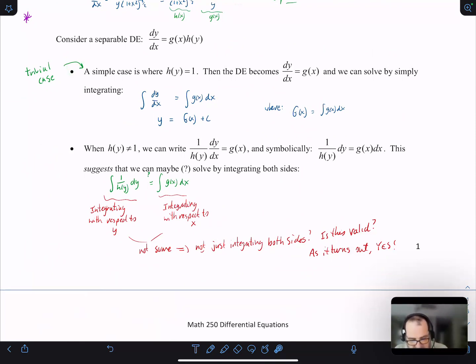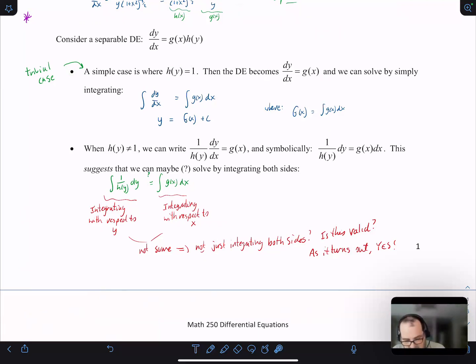First of all, if the h of y function is just a constant function 1, then notice the DE just becomes dy dx equals g of x. This is nothing special. That is just Calc 1. It says dy dx equals a function of x, and I want to know what y is. So this just says just integrate. If you integrate g of x, you would get the function y. So again, this is just Calc 1.